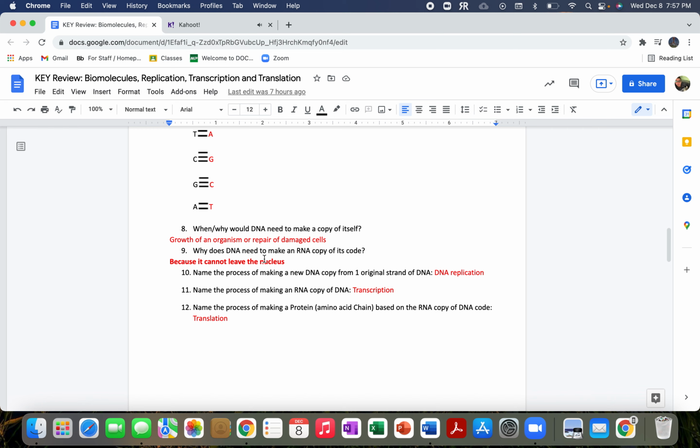And the DNA needs the RNA because it can't leave the nucleus. If we could go right from the DNA to the ribosome, we wouldn't need the mRNA, but DNA can't leave. It's too big of a molecule, too important of a molecule. That's why we need the mRNA to come in.